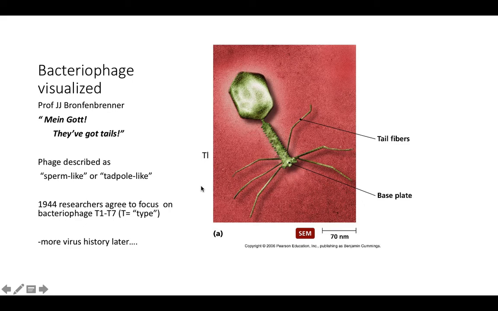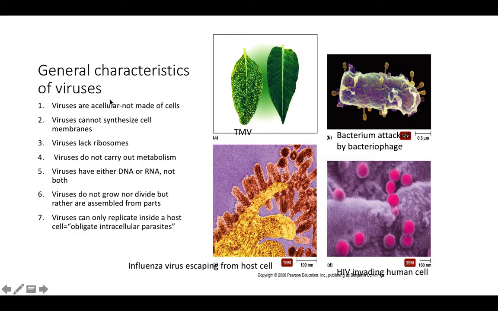So general characteristics of viruses: they're acellular, they're not made of cells, they can't synthesize a cell membrane, they lack ribosomes, they have to invade a host cell and have the host cell make all the proteins for it. They don't carry out metabolism. Again, they're called metabolic parasites, right? They can't make any of their ATP. They can't make anything for themselves. The host cell has to do it.